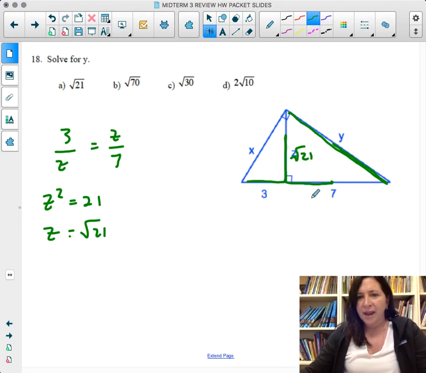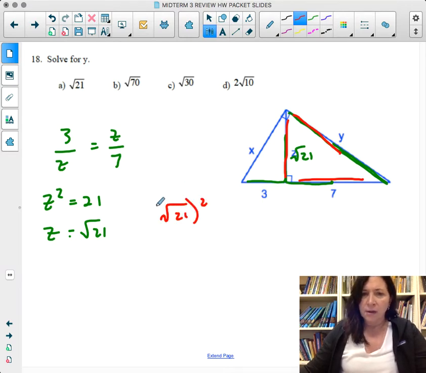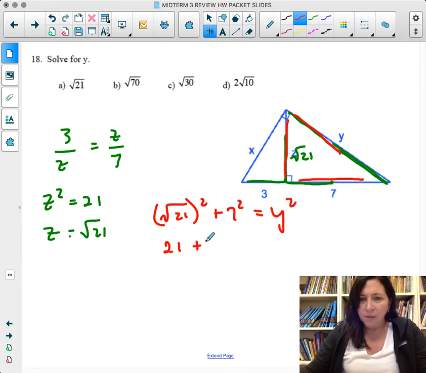And then once I have that, I can use the Pythagorean Theorem, and I can say a squared plus b squared is equal to c squared. So you can say square root of 21 squared plus 7 squared is equal to my y squared. I've got 21 plus 49 is equal to y squared.